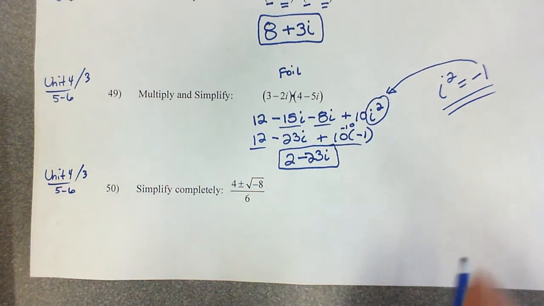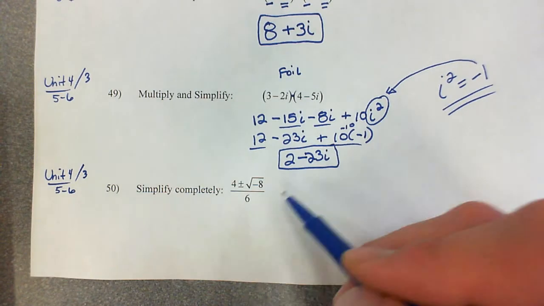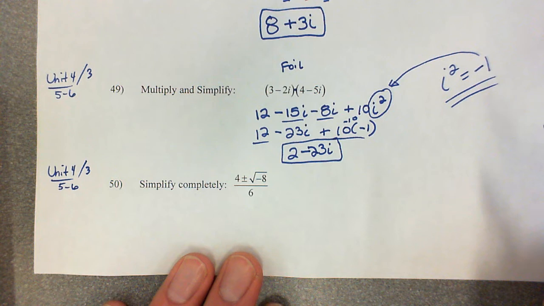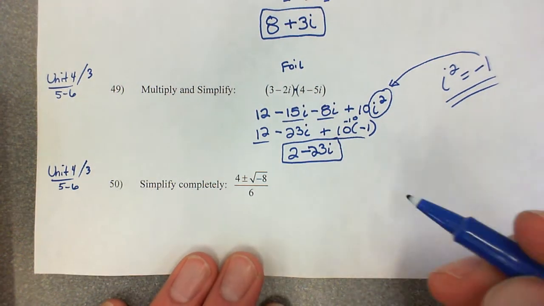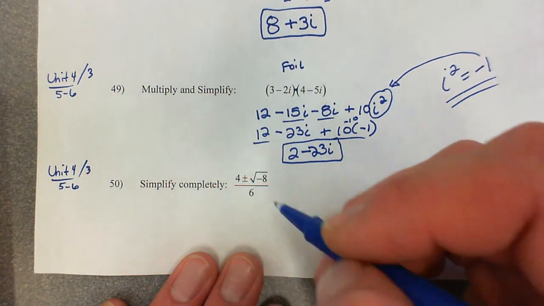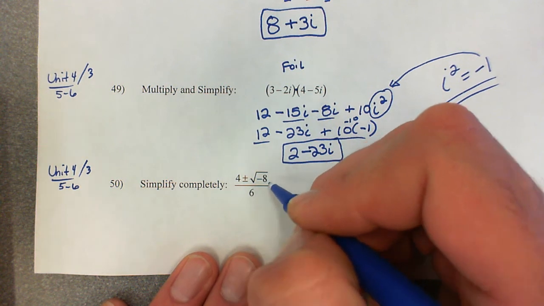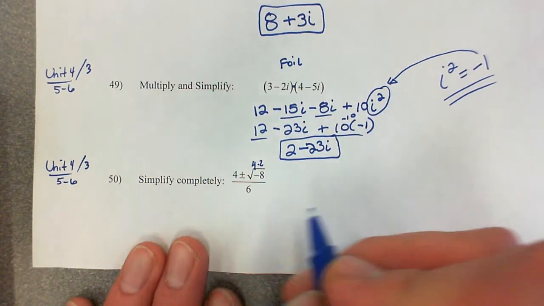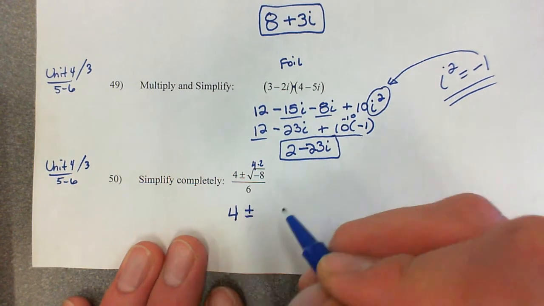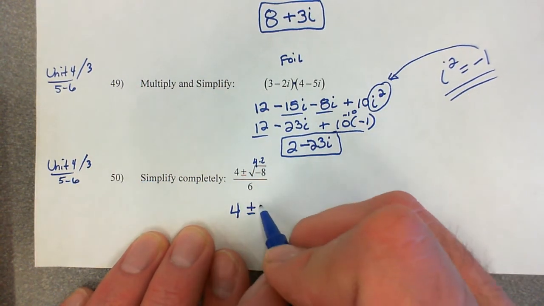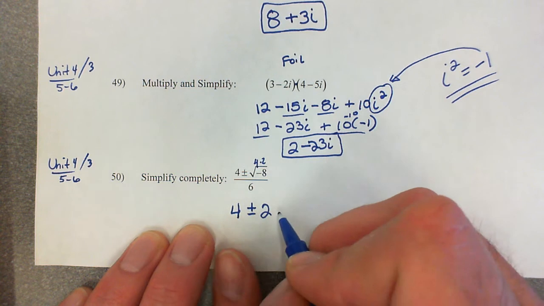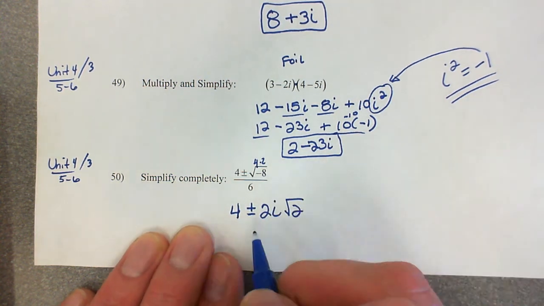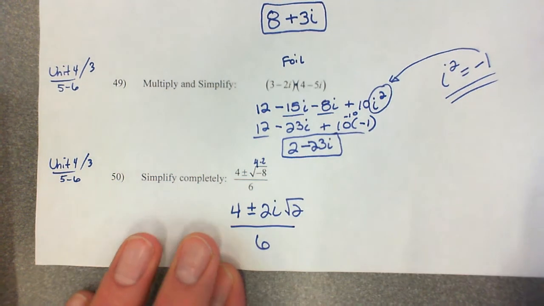And then number 50 gives you what would have been a possible answer from a quadratic formula that has a negative square root, so you'd like to get that negative out of that square root. So remember, the negative is going to come out as an i, but then you're going to need to simplify the square root of 8, which has a perfect square factor of 4 times 2. So this is going to be 4 plus or minus the square root of 4 comes out as a 2. The negative comes out as an i. And then you're left with the square root of 2. And that's all over 6.